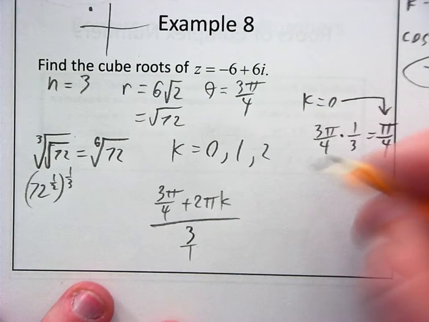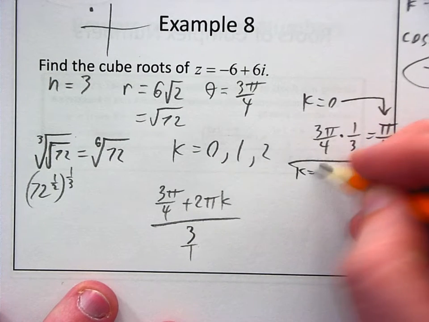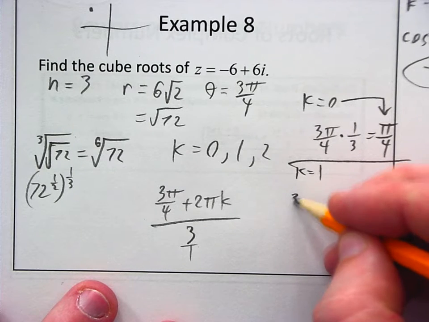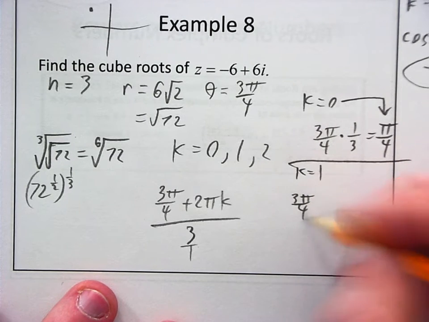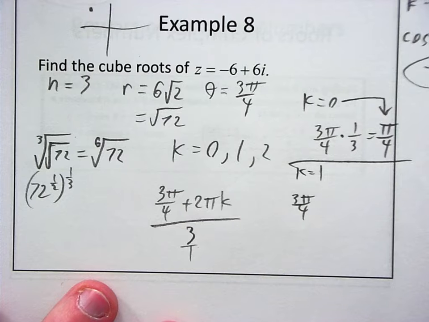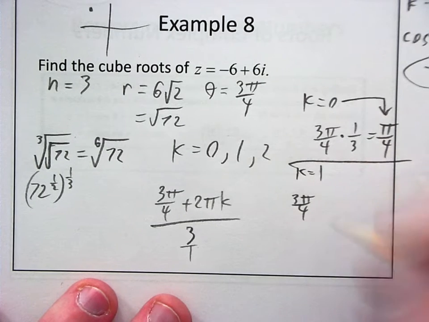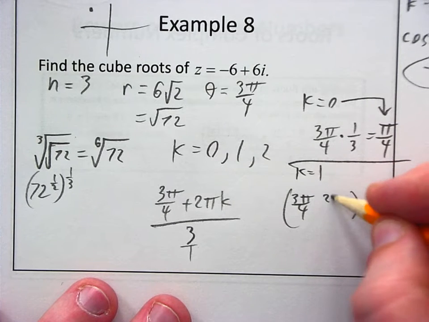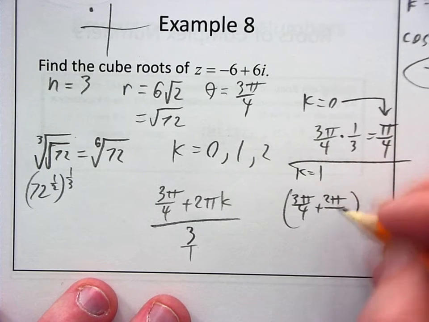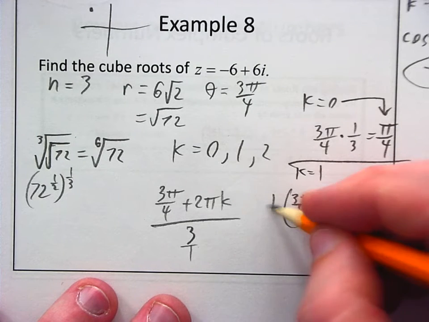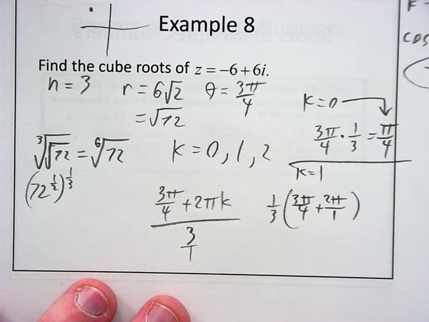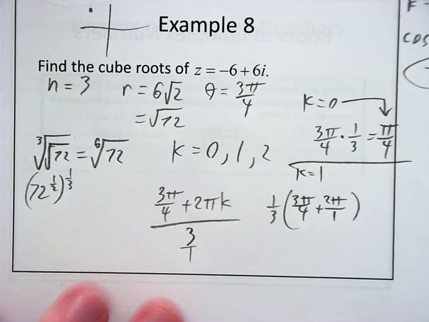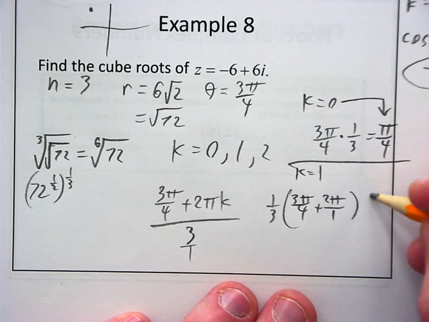k equals 1. Well, again, I have 3 pi over 4. That's going to be times 1/3. Now I'm also going to have the 2 pi, which is over 1, times 1/3. So if you want to look at it that way, distribute the 1/3. So I'm going to get pi over 4 plus what?